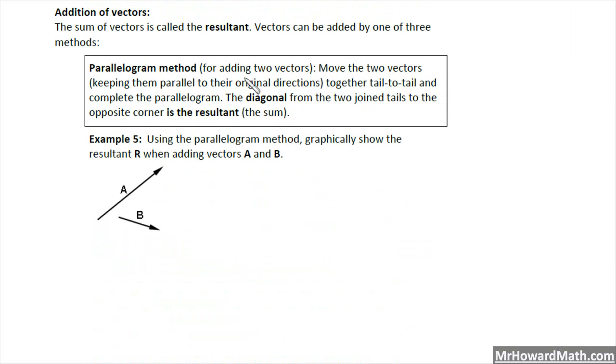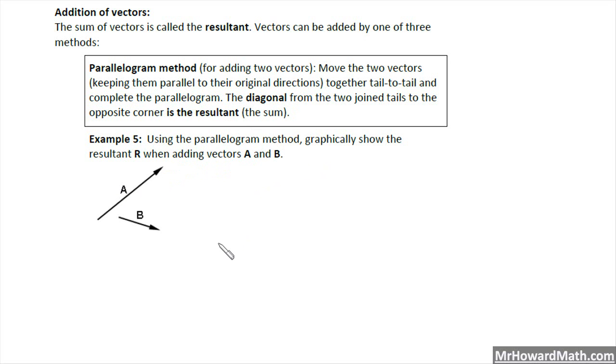So they describe to us what to do. Move the two vectors, keeping them parallel to their original directions, together tail to tail, and complete the parallelogram. The diagonal from the two joined tails to the opposite corner is the resultant, so the sum. So using the parallelogram method, graphically show the resultant R when adding vectors A and B.